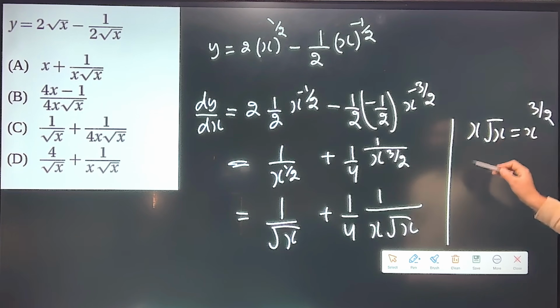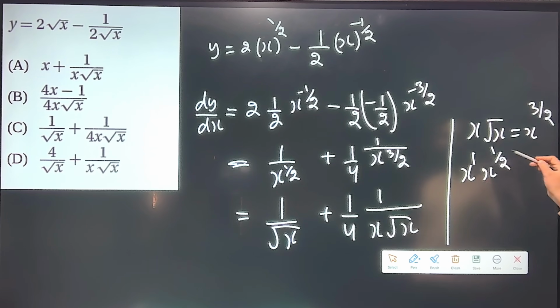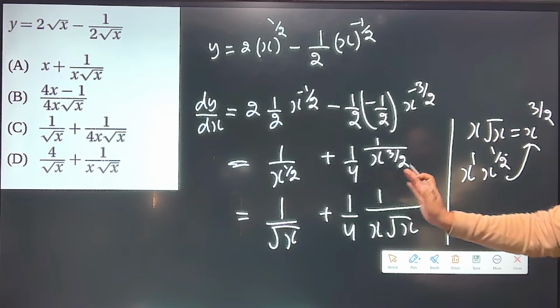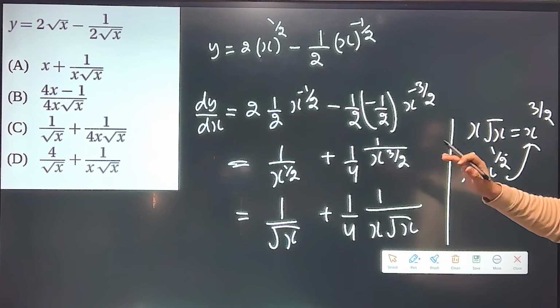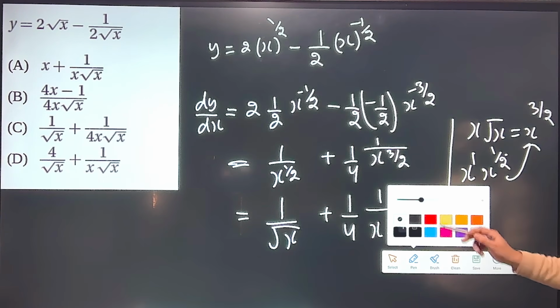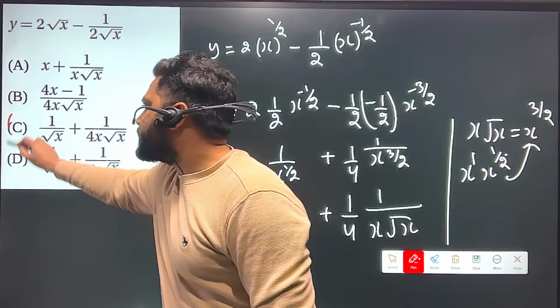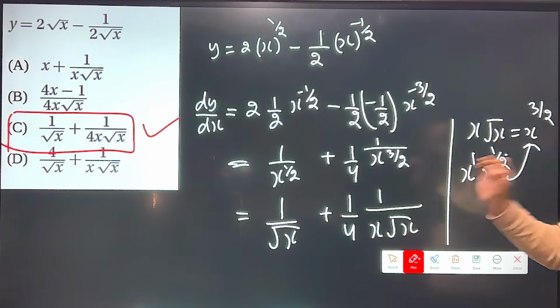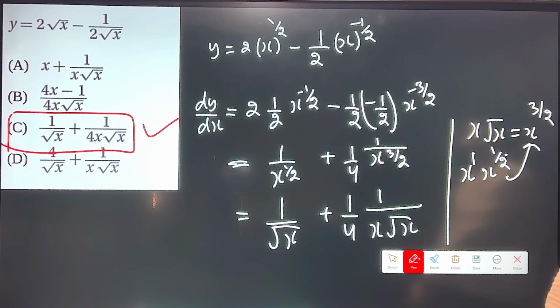Why? Because x means x power 1, root x means x power 1 by 2, and in multiplication we know that powers add, so it will be like this. We can also write 3 by 2 power as 1 power separate and another 1 by 2 power separate. So now you can tell me which option is exactly matching. You will say that C option is matching. So our answer is C option. Definitely C option is our answer.